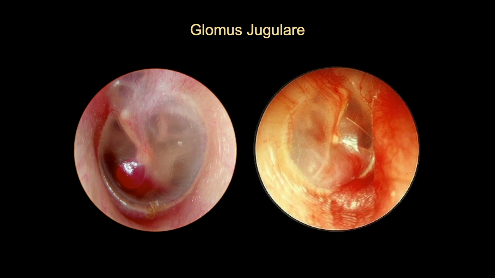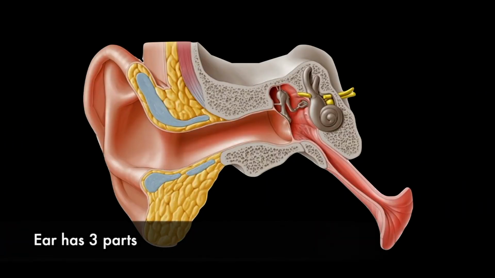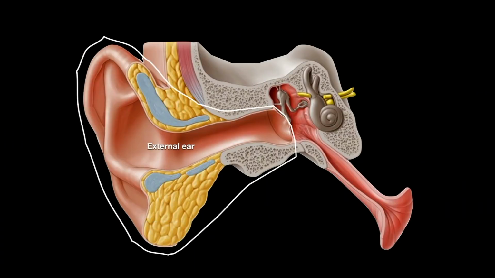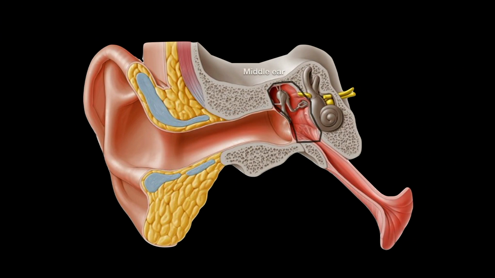Glomus jugulare are highly vascular tumors arising from the ear. Knowing the anatomy will help you understand these tumors better. The ear has three parts: outer ear, middle ear, and inner ear.